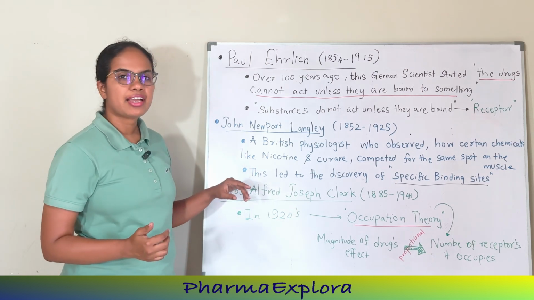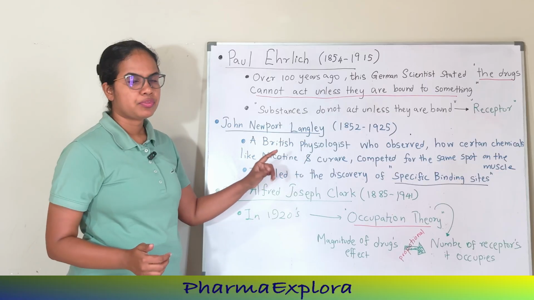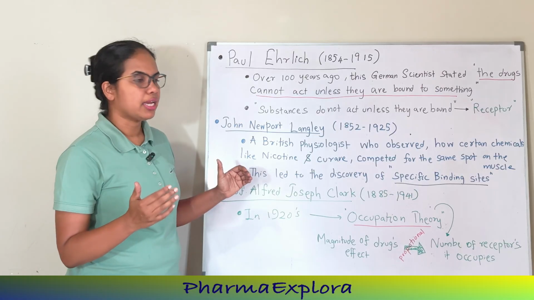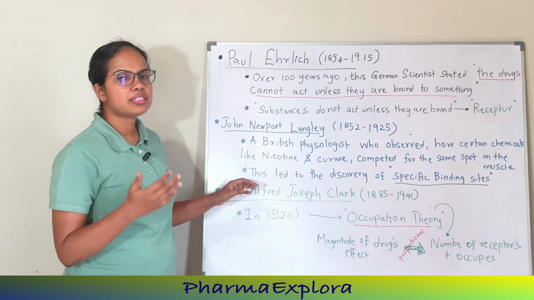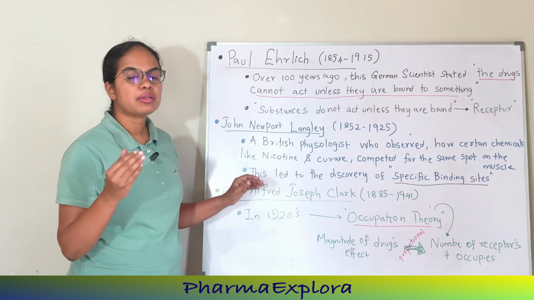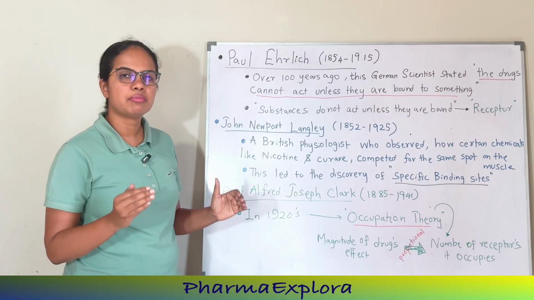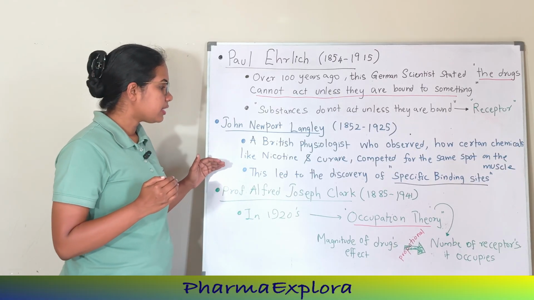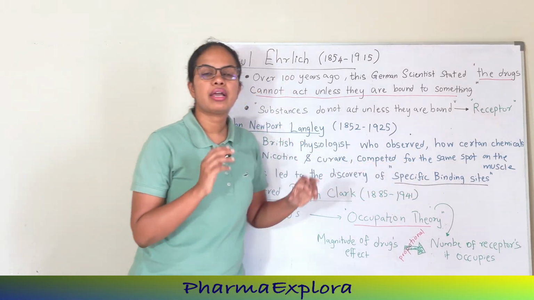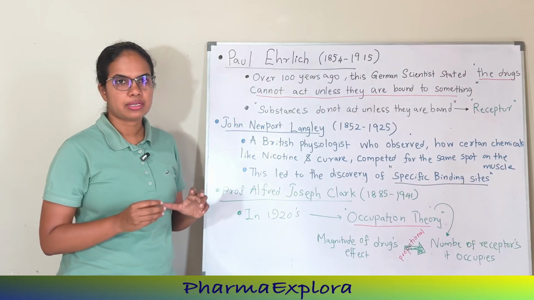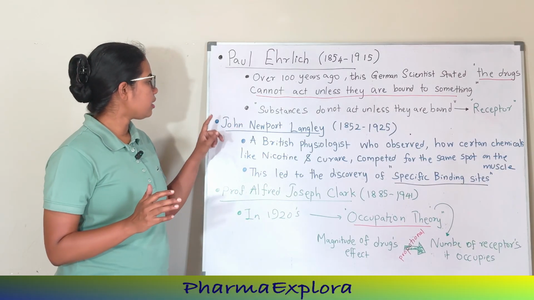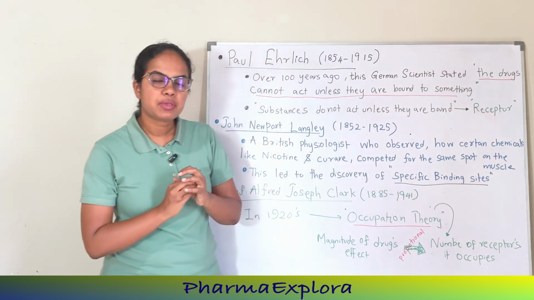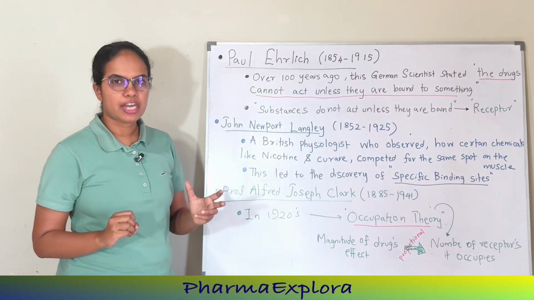Then the second scientist, John Newport Langley, a British physiologist. He observed that certain chemicals like nicotine and curare competed for the same spot on the muscle. That is how it led to the discovery of specific binding sites of drug molecules. So this discovery of John Newport Langley finally led to identifying the specific binding sites of the drug molecules.